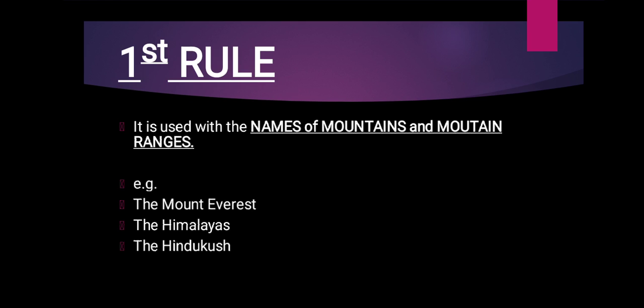Now you see these three examples. The first is the name of a mountain, Mount Everest, so we use the article "the" with it. And the second and third are the names of mountain ranges, so we'll use the article "the" with these two. This is the first rule. I repeat, it is used with the names of mountains and mountain ranges.